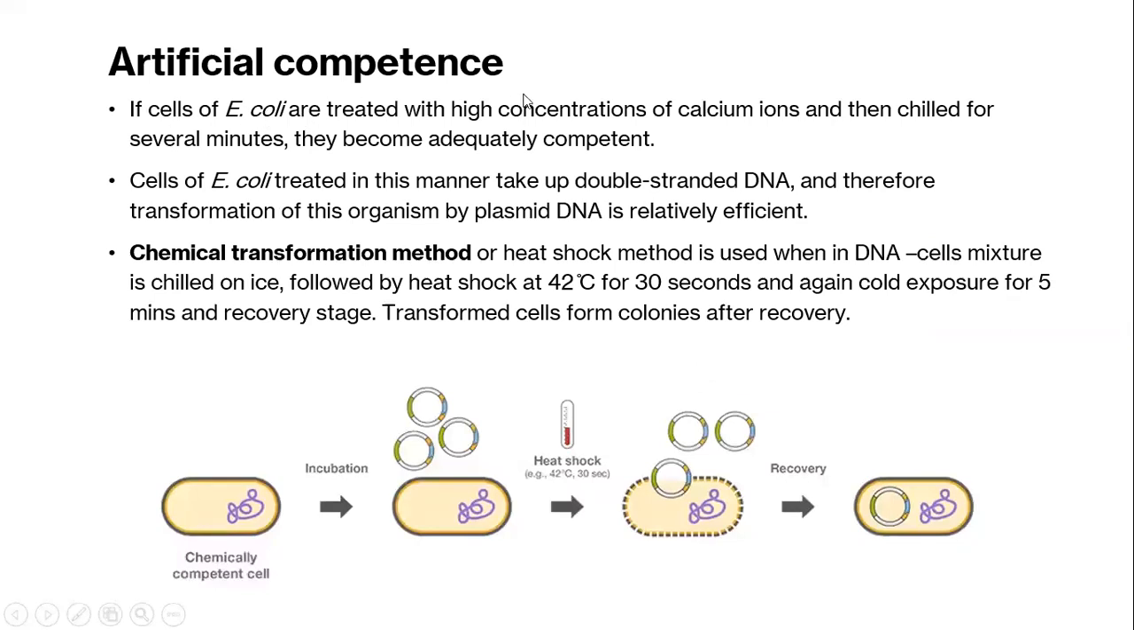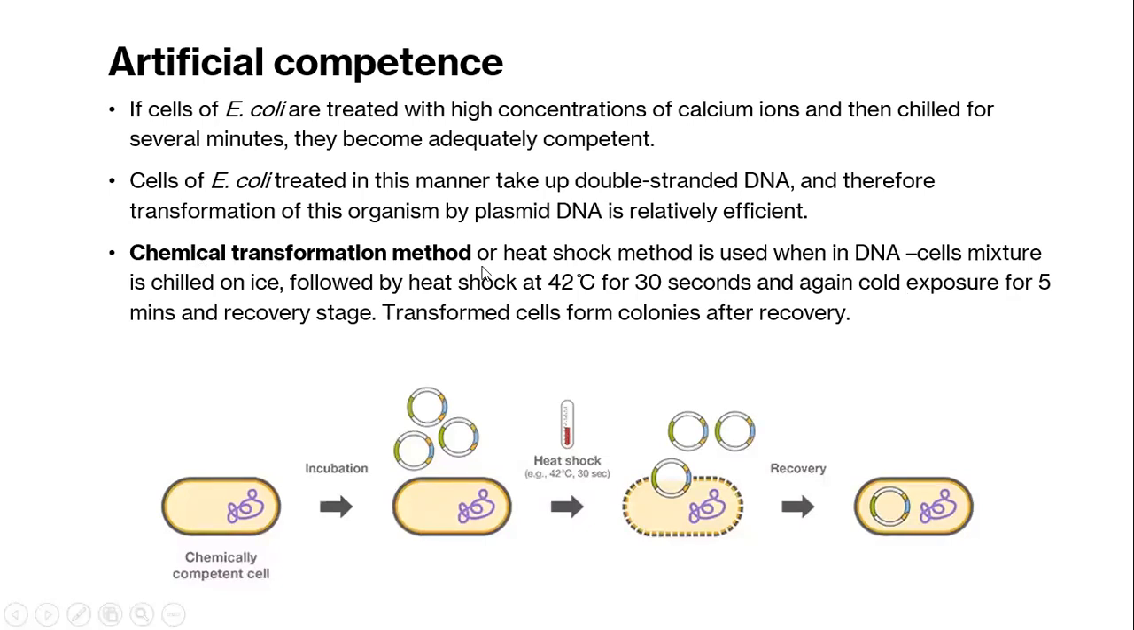Artificial competence is basically not natural competence, but it is induced in bacteria by treatment with high concentration of calcium and chilling the cells for several minutes. Cells of E. coli that are treated in this manner will take up the double-stranded DNA and therefore they will be transformed at a very high efficiency with the foreign DNA molecule. In general, two methods of artificial competence, that is chemical transformation method and electroporation, are commonly used in laboratories.